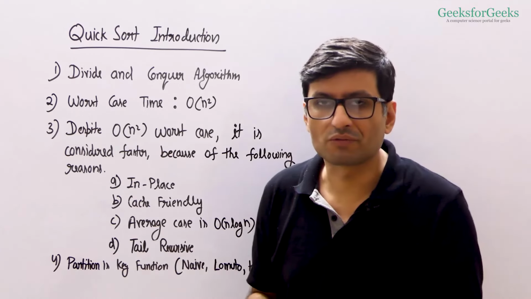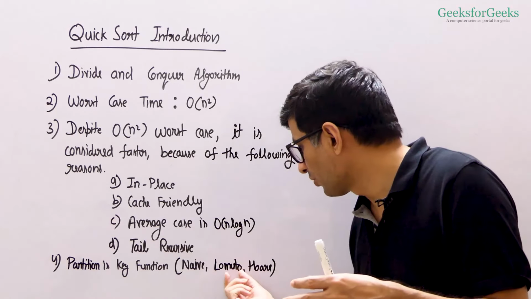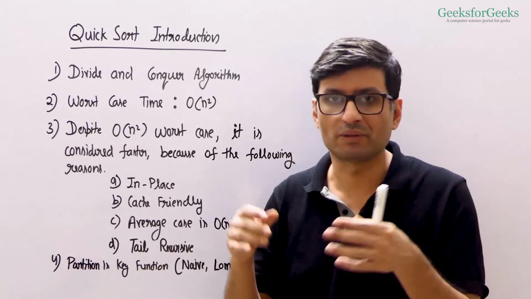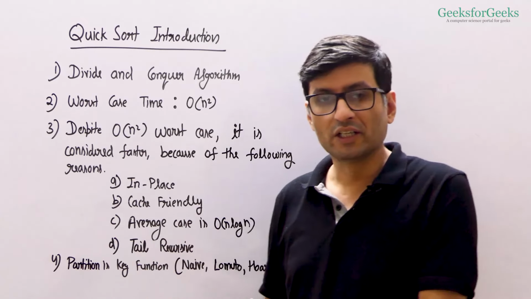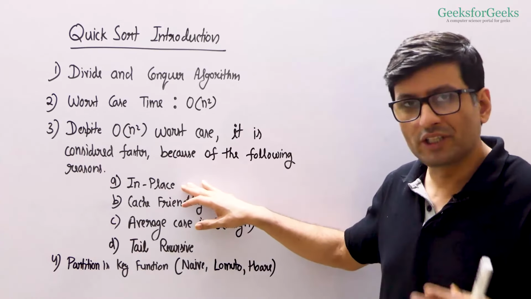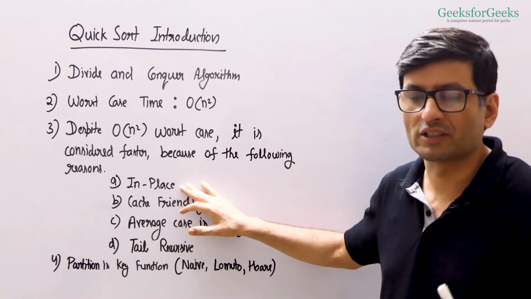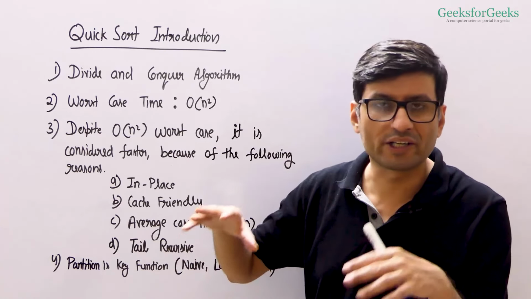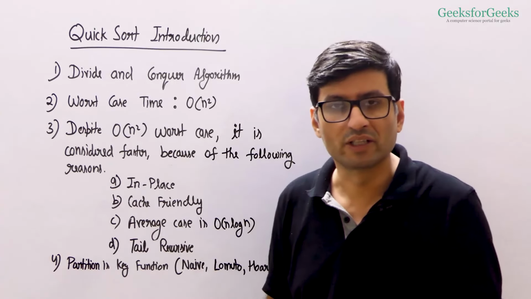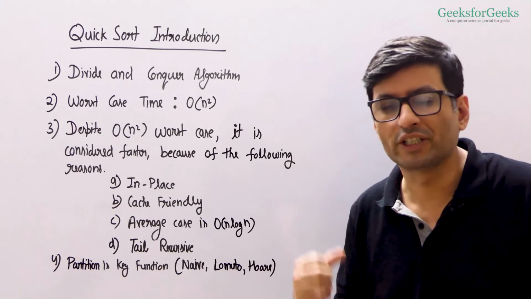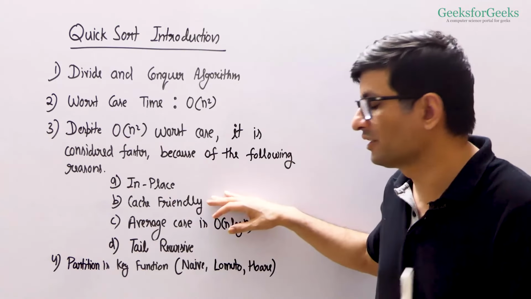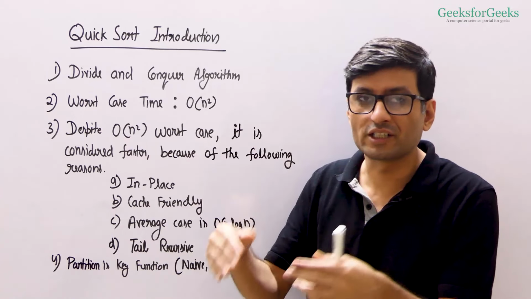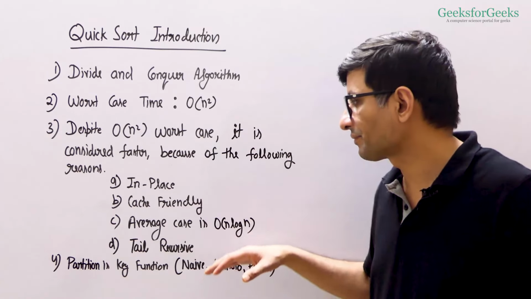So the partition function of quicksort, if it uses Lomuto or Hoare's partitions, these partition algorithms partition the array in place. They do not need an extra array. So partition is in place. The only extra space you require is for recursive calls. Since it is an in-place algorithm, working on the same array or list, it is cache friendly as well, because you are more likely to have all the items in cache, and that's the reason it is considered faster than merge sort, because merge sort creates auxiliary arrays to sort.